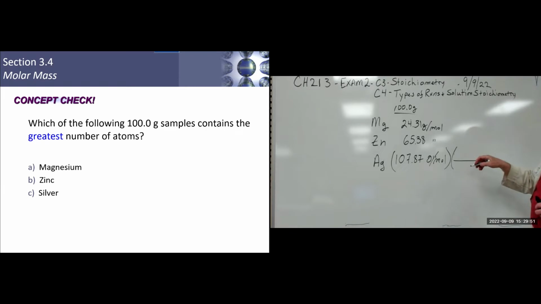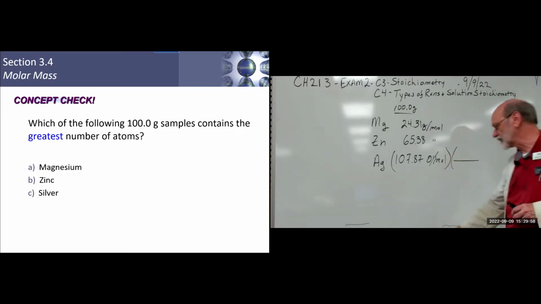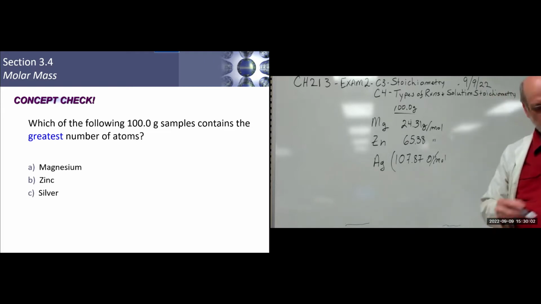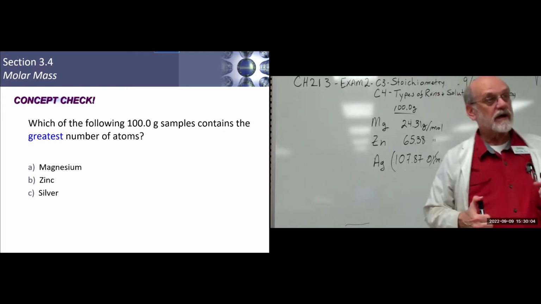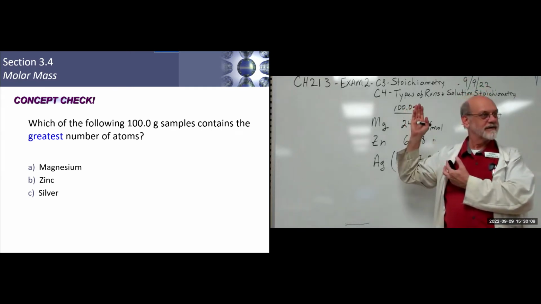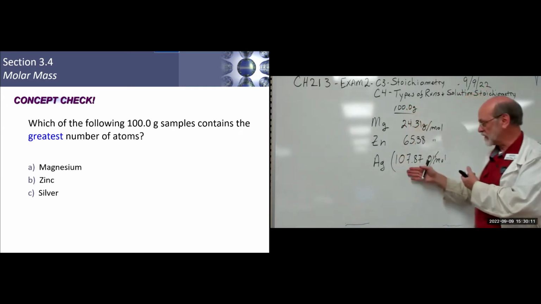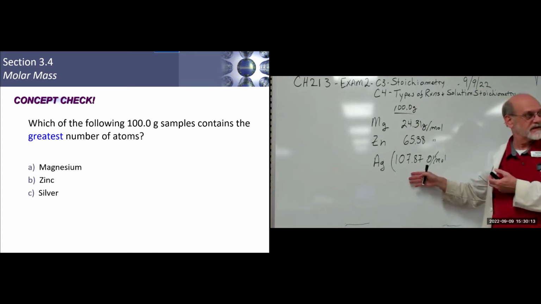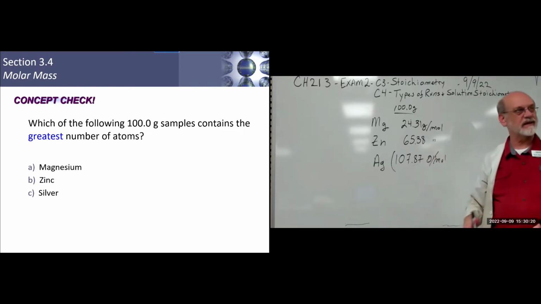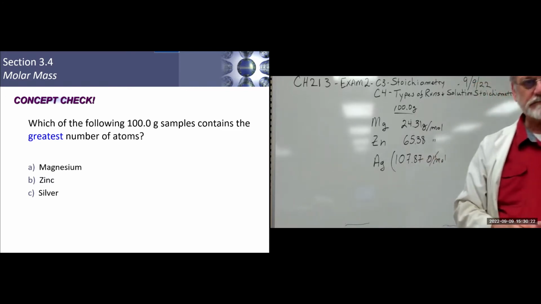So actually, this needs to be flipped to do 100 grams. Yeah, magnesium would have the greatest number of atoms because it takes more of them to add up to 100 grams. Okay, it takes fewer of the silvers. These would be the least. Because each atom weighs so much, it takes fewer of them to make 100 grams. And then zinc would be in the middle. Yep.